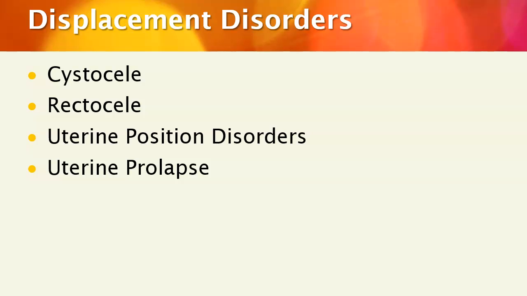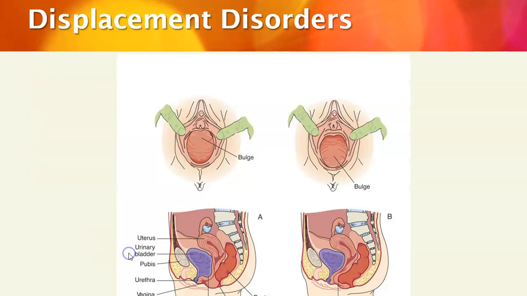And then more commonly what we see, and what I'm going to talk about in this lecture, is going to be your uterine position disorders, also known as uterine prolapse. That's where the uterus can be at various different levels of sagging when we're looking at it in reproductive health.